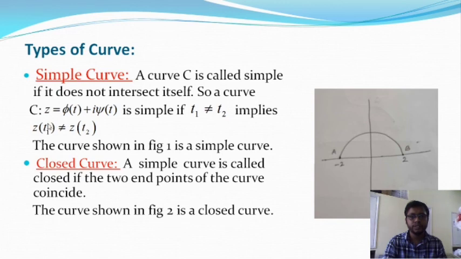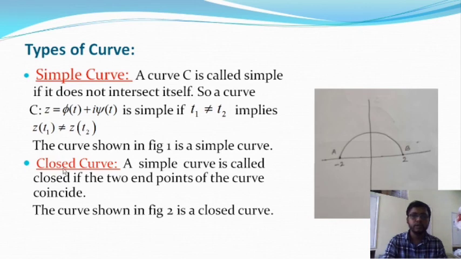So a curve C, this is the parametric form of any curve, phi of t plus i into psi of t, where t is the parameter. It is simple if t1 is not equal to t2 implies z of t1 is not equal to z of t2. Look at the figure here. Say t1 is equal to minus 2 and t2 is equal to plus 2. This point is the beginning point, and this is the end point. These points do not coincide, therefore this curve is called a simple curve.